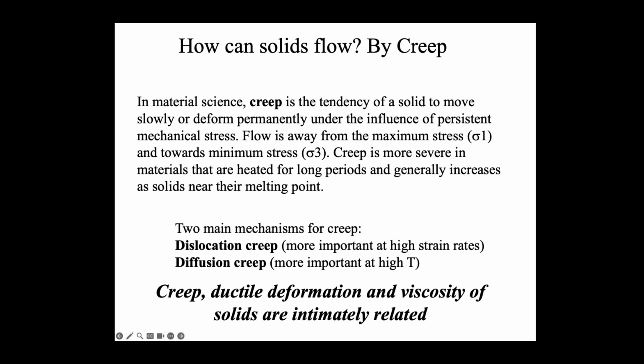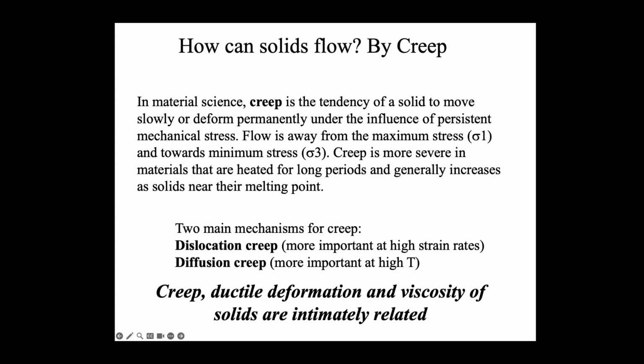Creep is more severe in materials that are heated for long periods and generally increases as solids near their melting point. So again, geologists have strong intuition about natural materials at the surface, which are at 25 degrees centigrade or so, nowhere near the melting temperature of rocks. But as rocks or any material approach their melting temperature, they lose strength. So there are two main mechanisms for creep. There is dislocation creep and there is diffusion creep. And these are confusing terms, but we'll talk about them.